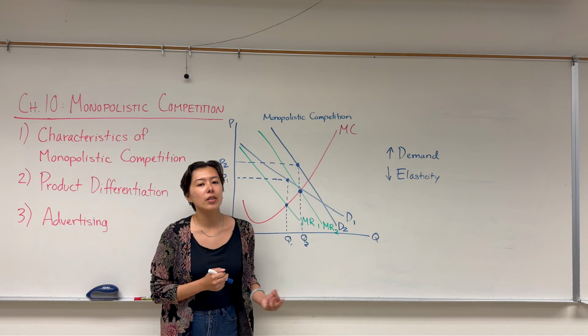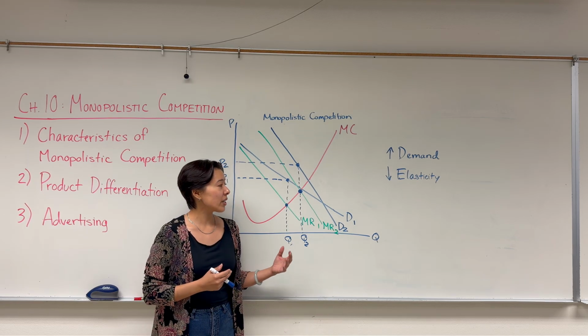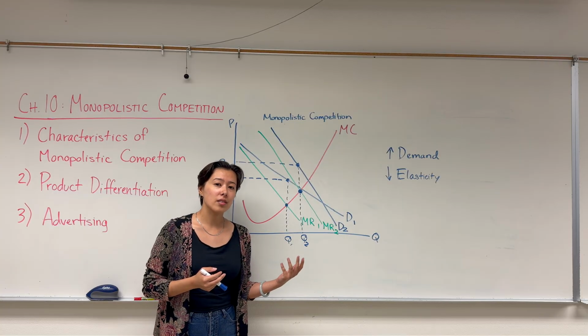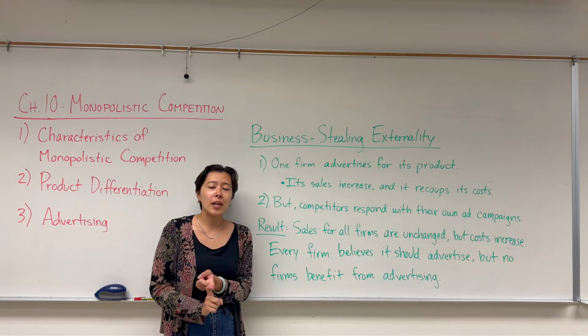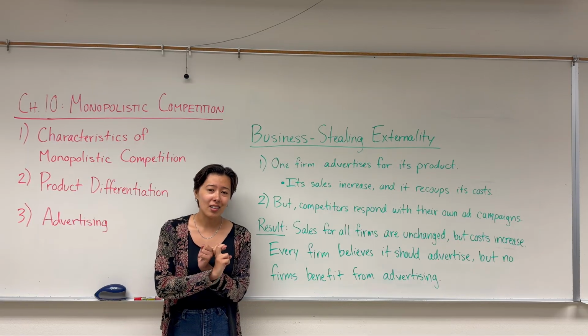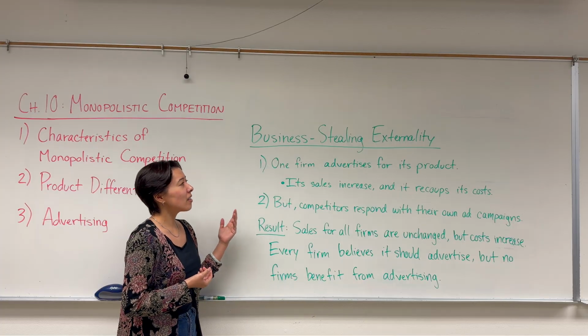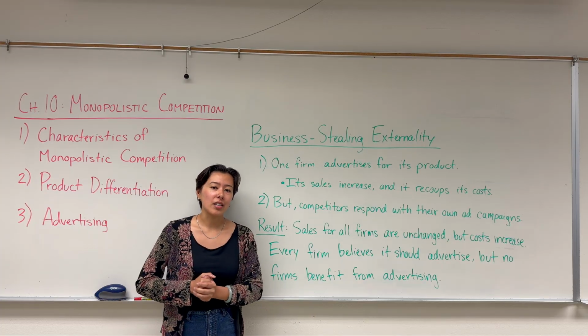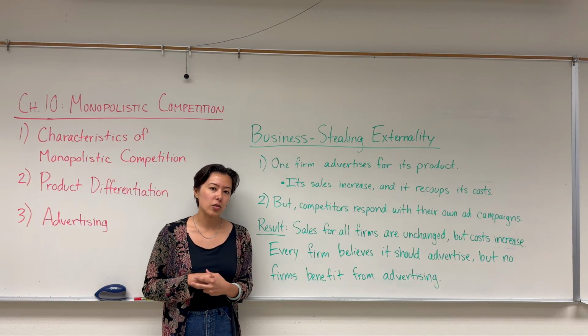But we're not considering the key caveat here. Advertising costs money, so it also increases the firm's costs. So monopolistic competitors want to advertise so they can increase demand and make demand for their product more inelastic to boost the price that they're able to charge, but this might not always be what happens in reality. And this is due to something that we call the negative business stealing externality.